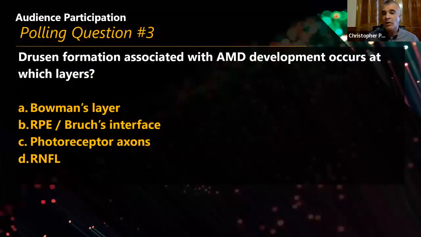So moving on to polling question 3, drusen formation associated with AMD development occurs at which layers? Bowman's layer, RPE Bruch's interface, photoreceptor, receptor axons, or the RNFL?